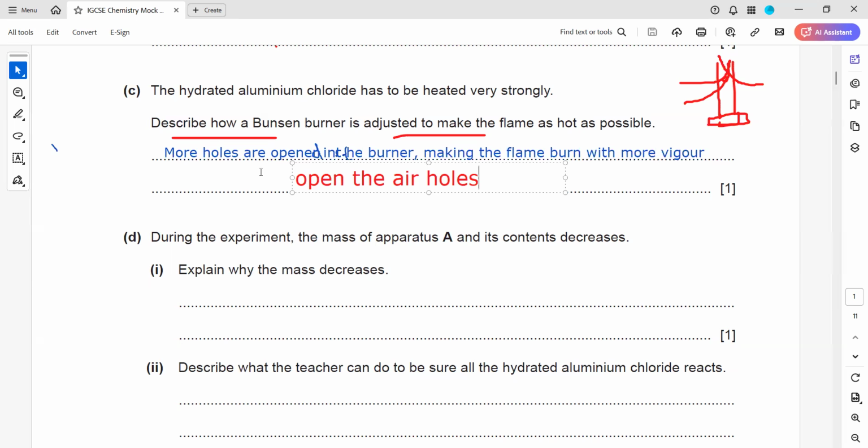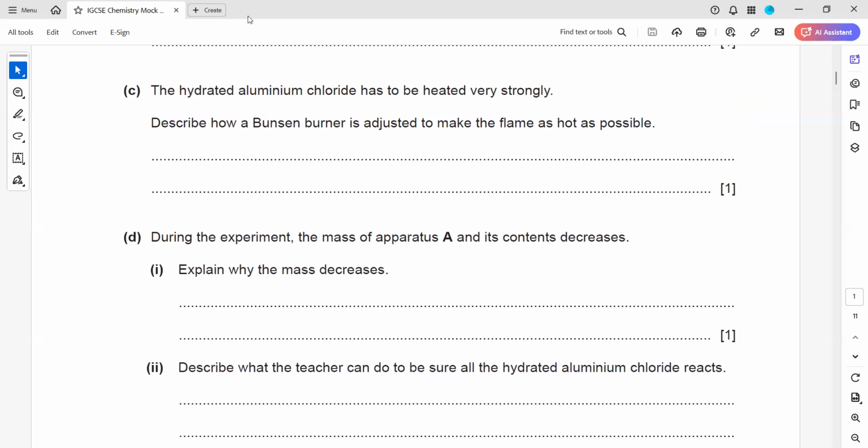So the air hole should be open so that the maximum amount of oxygen mixes with the gas and complete combustion takes place. And if they ask us how we reduce the flame, we will write that we will close the air holes of the Bunsen burner.